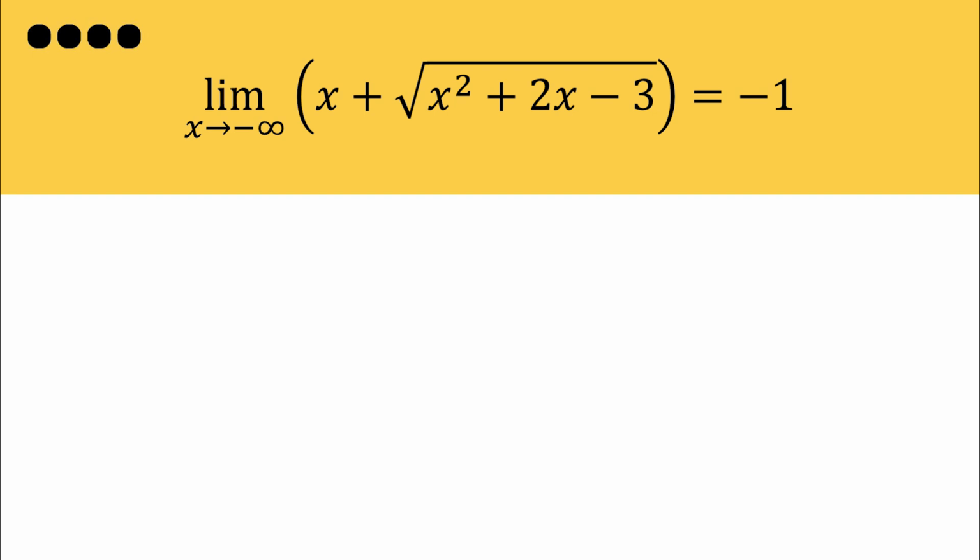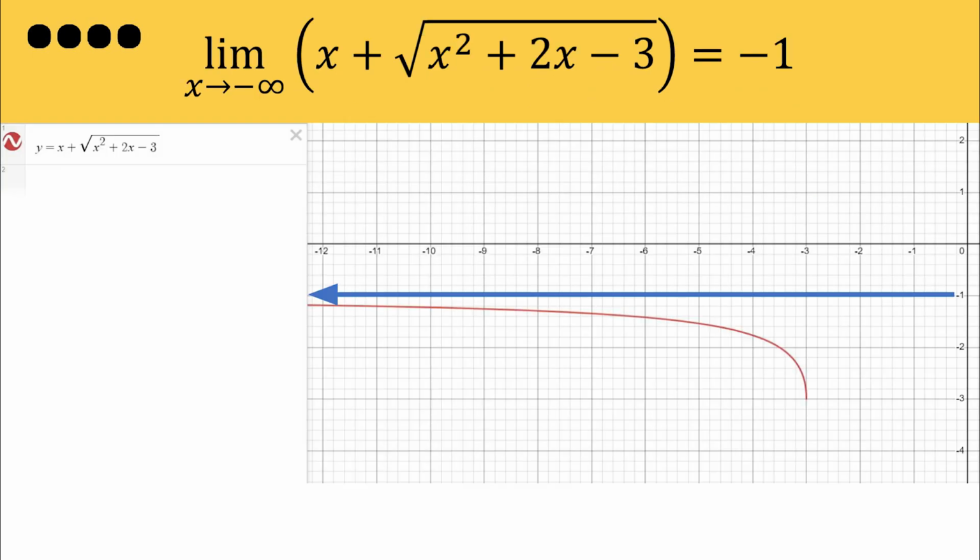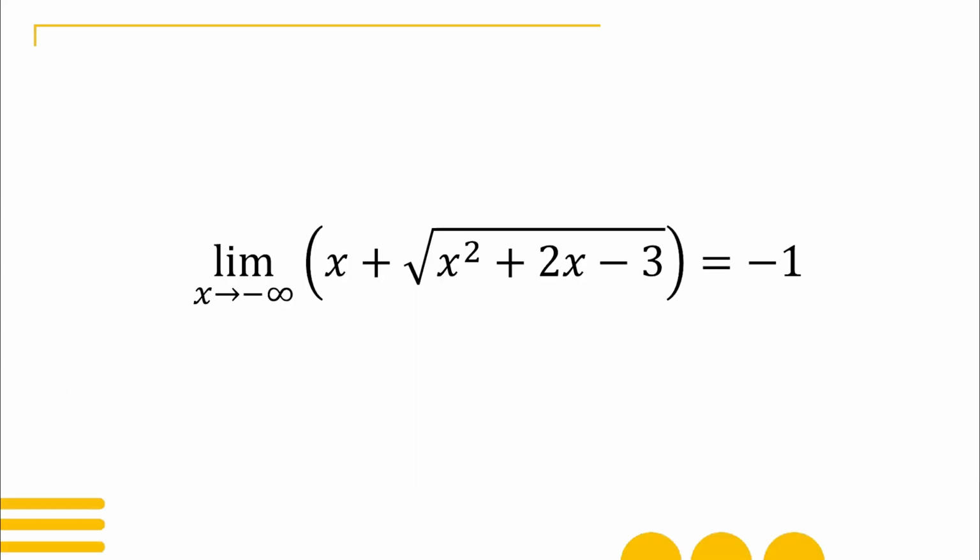We can verify that the limit of the function is indeed negative 1 by plugging in the function in a graphing calculator. Therefore, the limit of the function x plus the square root of the quantity x squared plus 2x minus 3 as x approaches negative infinity is indeed equal to negative 1.